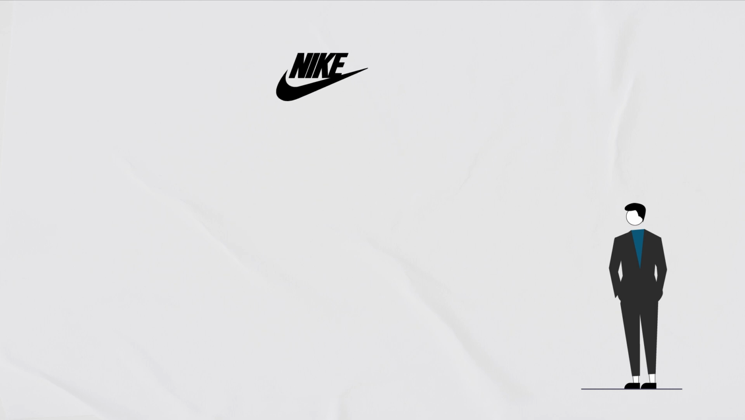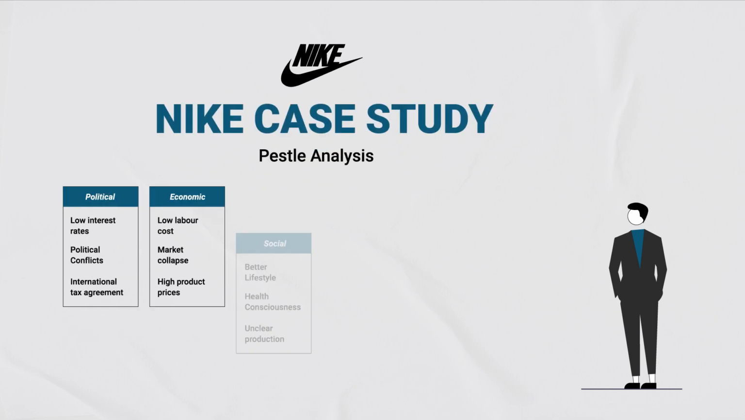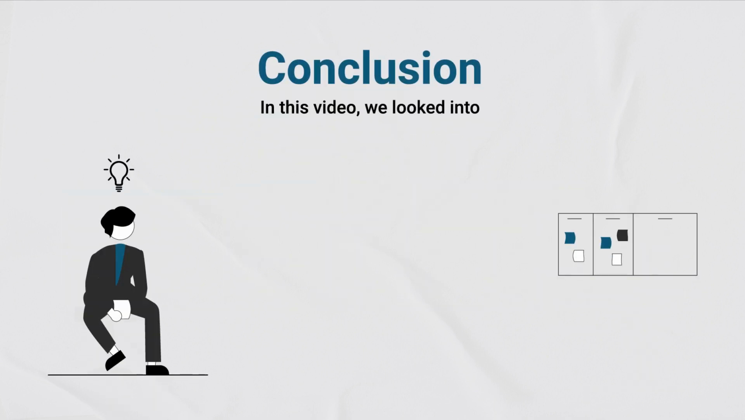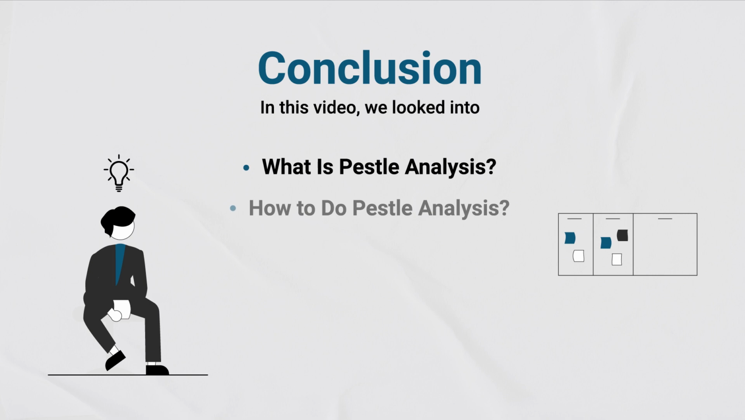This is an example of a PESTLE analysis on Nike, the most popular sports equipment and apparel brand. Through this video, you might have learned what PESTLE analysis is and how to do it, along with an example of a popular sports brand, Nike.